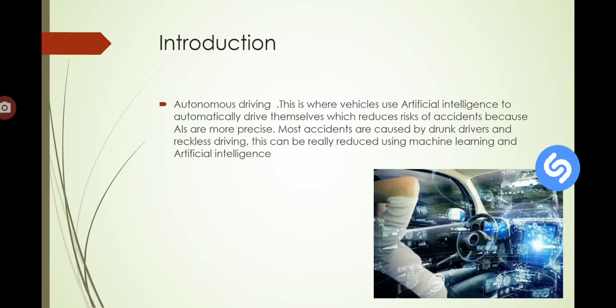The introduction, autonomous driving. This is where vehicles use artificial intelligence to automatically drive themselves, which reduces risks of accidents because most accidents are caused by drunk drivers and reckless driving. Autonomous driving can really reduce this risk by using machine learning and artificial intelligence.